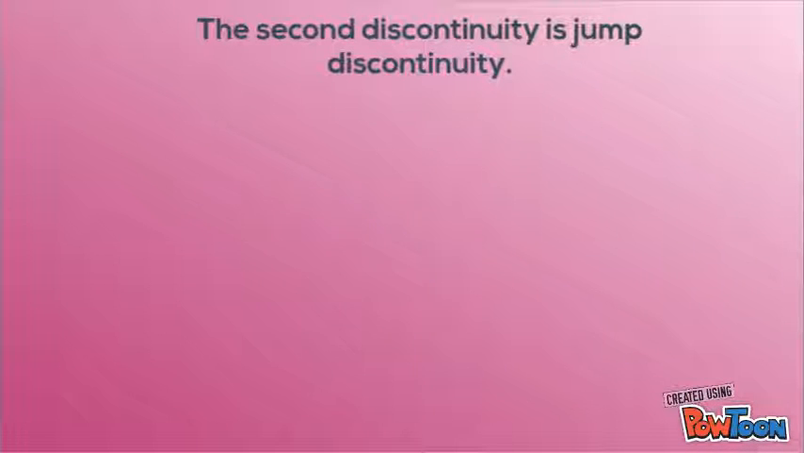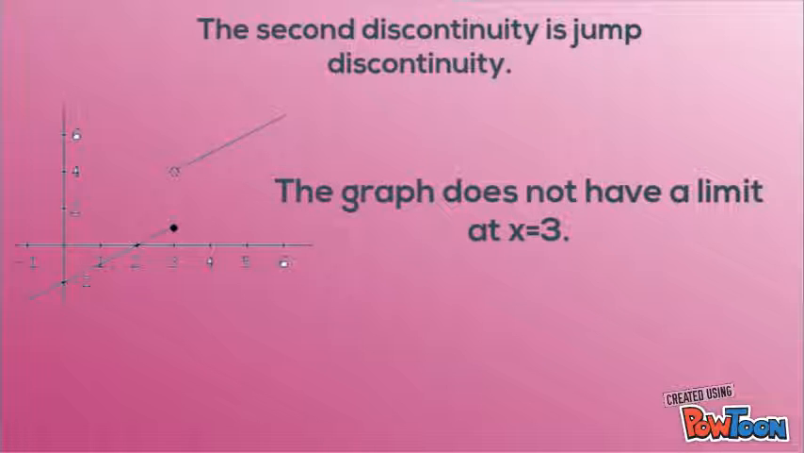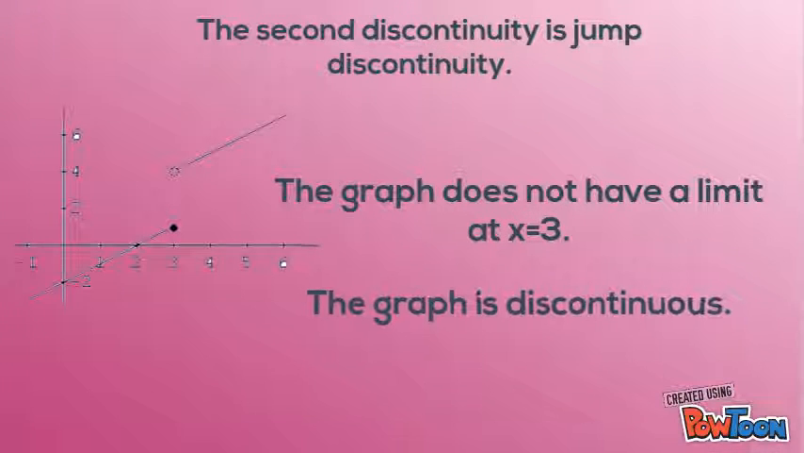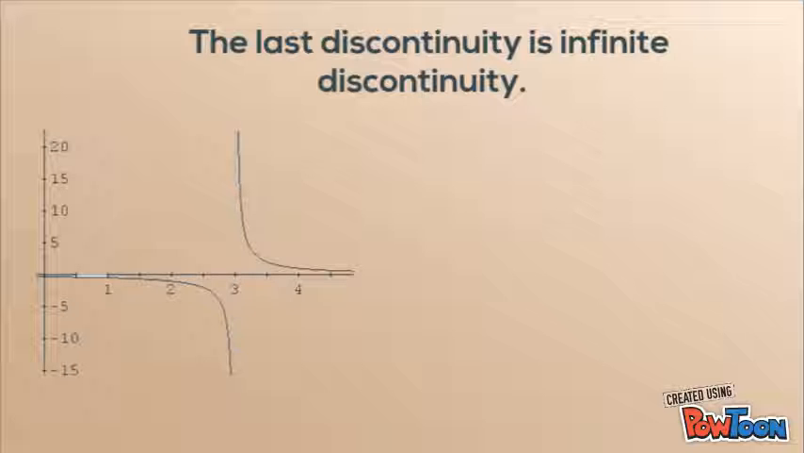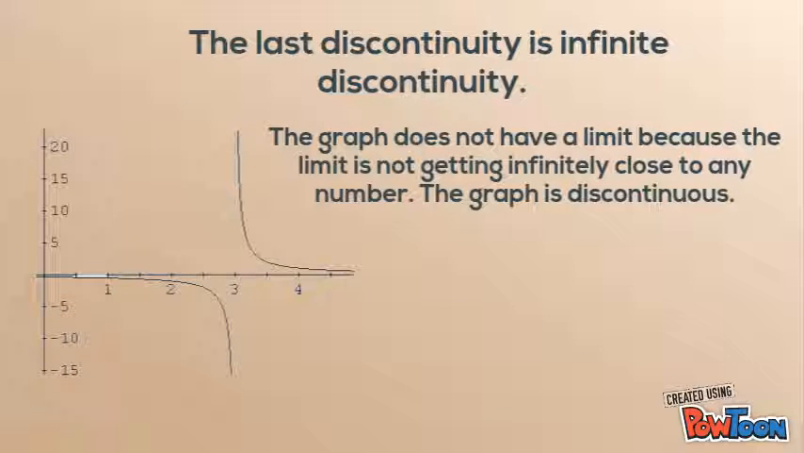The second discontinuity is the jump discontinuity. As you can see in this graph, the graph does not have a limit at x equal to 3. So the graph is discontinuous. The last discontinuity is the infinite discontinuity. As you can see in this graph, the graph does not have a limit. This is because the function is not getting infinitely close to any number. So we can say the graph is discontinuous.